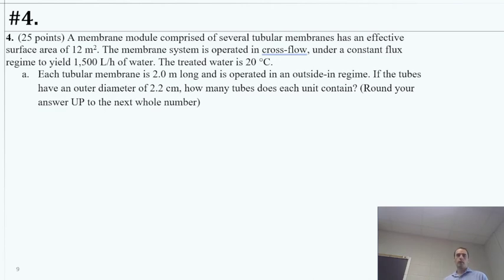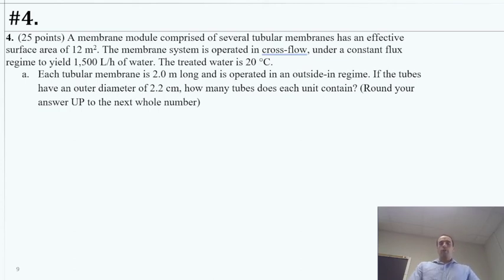Okay, so problem 4 said a membrane module comprised of several tubular membranes has an effective surface area of 12 square meters. The membrane system is operated in cross flow under a constant flux regime to yield 1,500 liters per hour of water. The treated water is 20 degrees Celsius. And so part A says each tubular membrane is 2 meters long and operated in an outside-in regime. If the tubes have an outer diameter of 2.2 centimeters, how many tubes does each unit contain? And I ask you to round up to the next whole number.